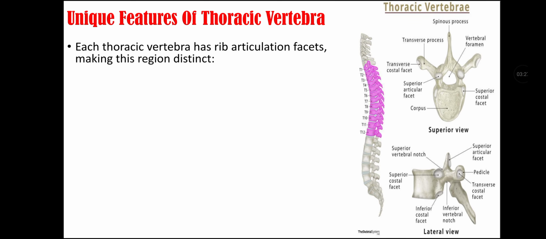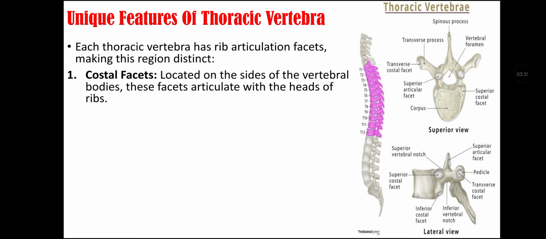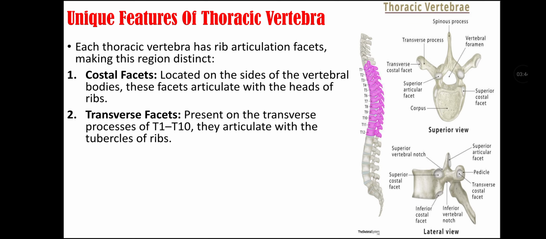Now let's talk about unique features of thoracic vertebra. Each thoracic vertebra has rib articulation facets, thus making this region distinct. They have costal facets that are located on the sides of vertebral bodies, and these facets articulate with the heads of the ribs. They have transverse facets that are present on the transverse process of T1 to T10, and they articulate with the tubercles of the ribs. They are not present on the T11 and T12.